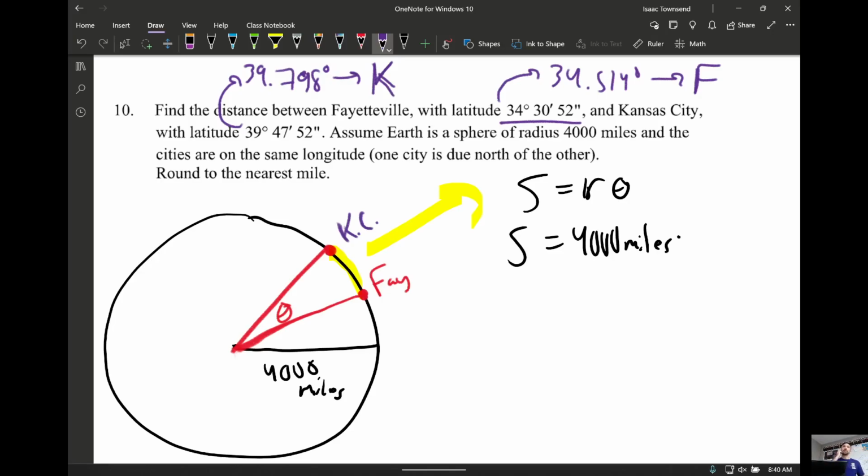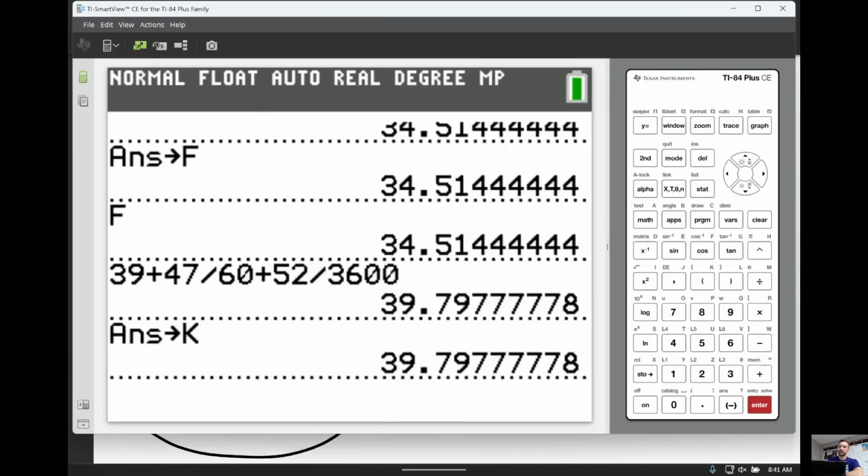Okay, so to move forward here, I had oversimplified this. I said if this was like 30 and this was 35, you guys told me that this angle would have to be 5. I care about how much this angle has to open up. Well, now that I know Kansas City is here and Fayetteville is there, I can subtract those two, the angle at Kansas City minus the angle at Fayetteville, and since I have those stored in my calculator, I can type it in that way.